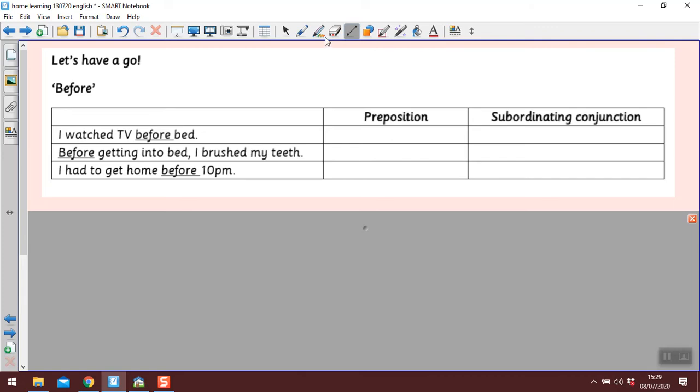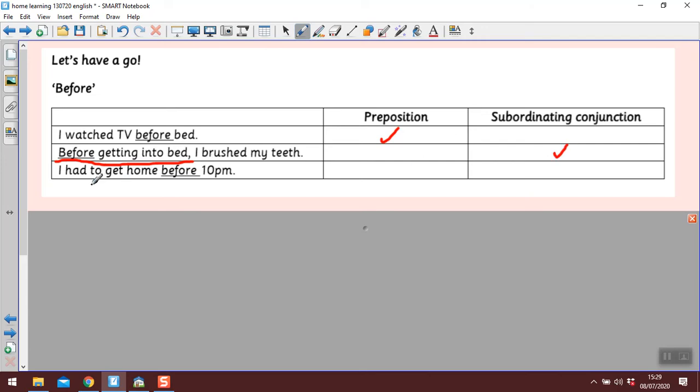Therefore, it's a preposition because there's no verb along with it. It's not a conjunction. Before getting into bed, I brushed my teeth. You need to have a look at all this section. Is there a verb in there? Before getting into bed? Yes, there's a verb in there. Getting is the verb. Therefore, it's a subordinating conjunction.